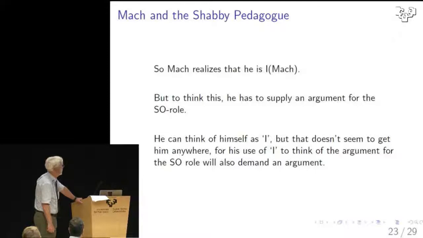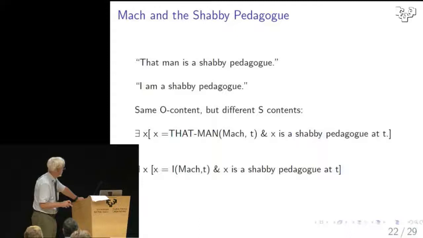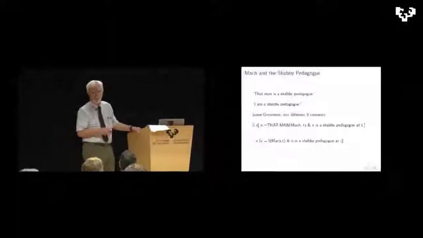So now we have our problem that we started this lecture with. So Mach realizes that he is Mach. To have that realization, according to this thing, he has to have some way of thinking of Mach that fits into the I subject-object role. But how's he going to think of Mach? It's not enough to think of Mach as the shabby pedagogue. That's not going to give the right result. You could think of Mach as I or ich. But even if you go back and forth between English and German, it doesn't help you. So what's going on there?